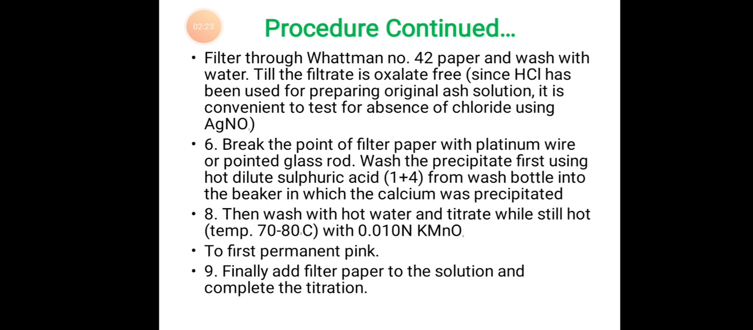Break the point of the filter paper with a platinum wire or pointed glass rod. Wash the precipitate first using hot dilute sulfuric acid 1 plus 4 from a wash bottle into the beaker in which the calcium was precipitated. Then wash with hot water and titrate while still hot, temperature 70 to 80 degrees Celsius, with the 0.01 normal KMnO4 to the first permanent pink. Finally, add the filter paper to the solution and complete the titration.